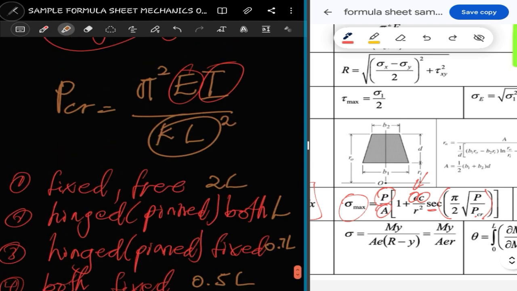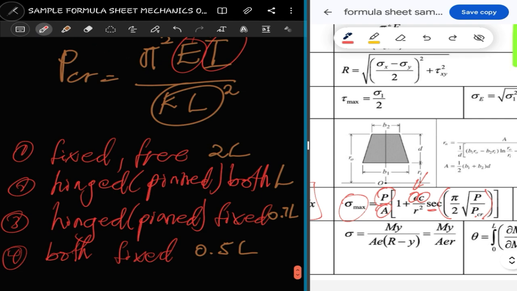So depending on each one of these, this is the K. This two here is the K. This one here, we don't write, is the K. This 0.7 here is the K. This 0.5 here is the K. So depending on that, you square it with the actual length of the beam, and you're able to find the PCR, then put it in, and you're good to go.